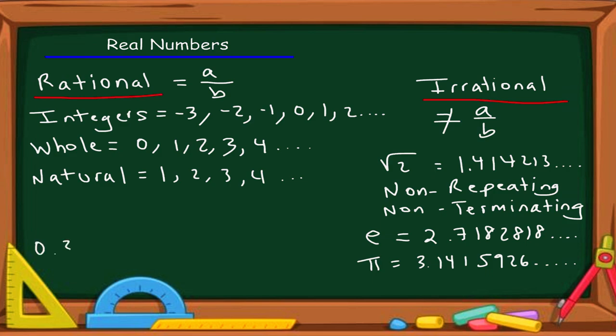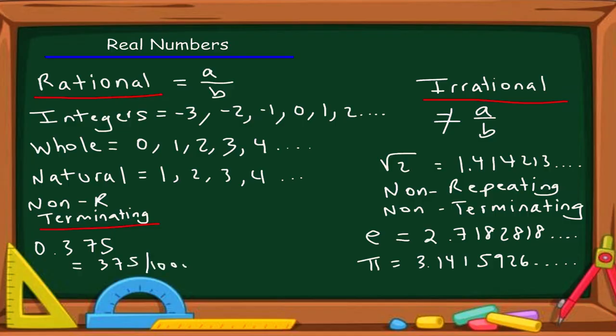Now let's go back to rational numbers. 0.375, this is a non-repeating, but it's a terminating decimal. It doesn't go on forever. So non-repeating, terminating decimals are rational numbers, which are still real numbers. We can put this as a fraction. This is 375 over 1,000. And of course, you can reduce that fraction.